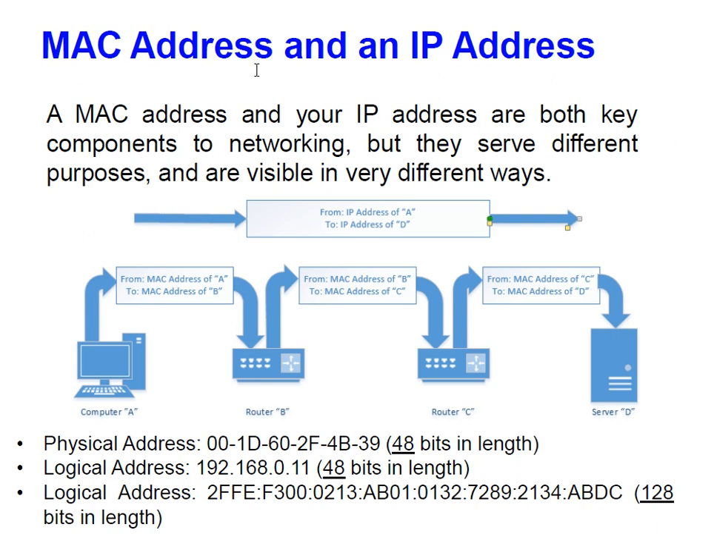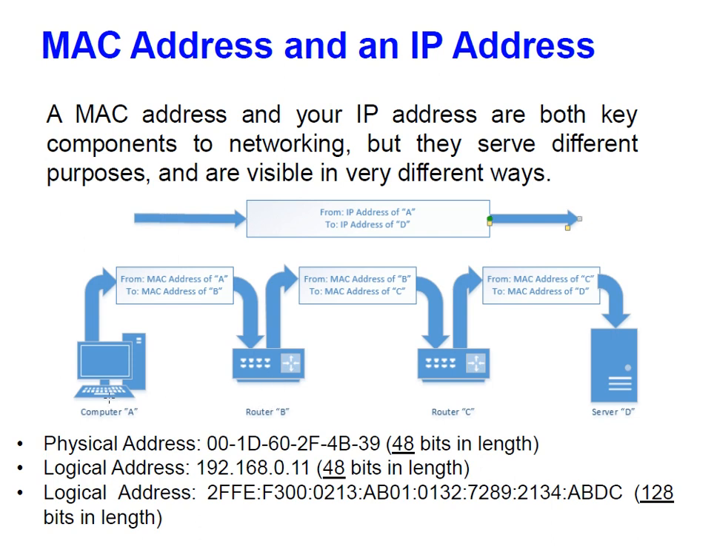So the MAC address is a permanent address. The IP address is a temporary address, or a logical address. You can take it in this way. Now if you look at the figure, computer A wants to communicate with server D. Under these conditions, if it is using an IP address and the server is located at a much farther distance, then you need a number of routers.